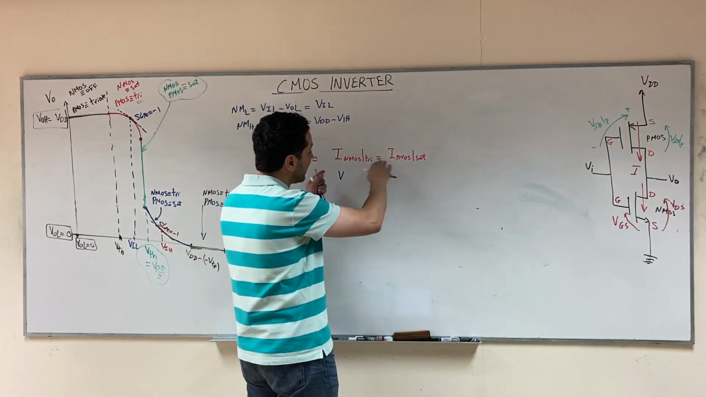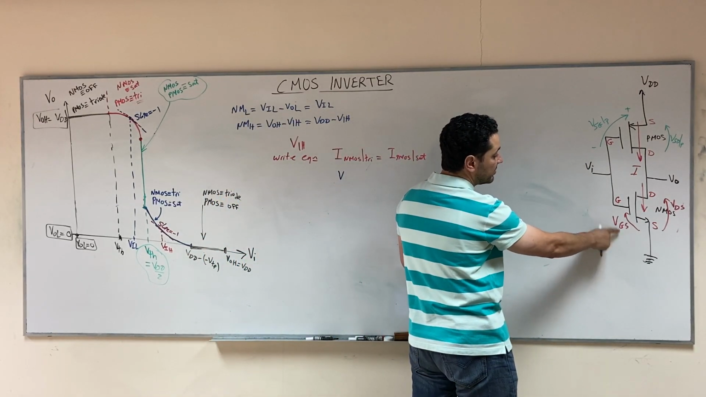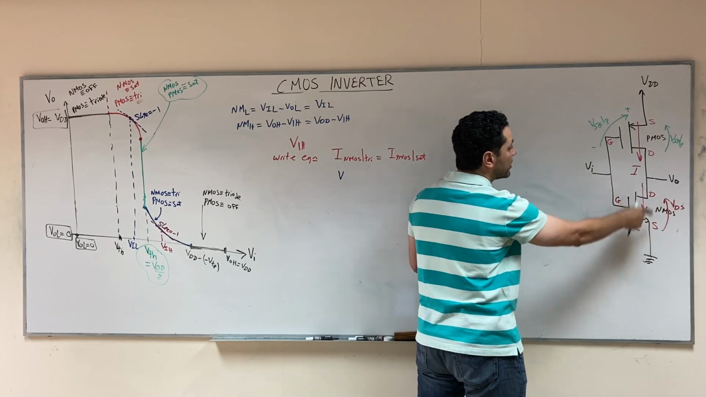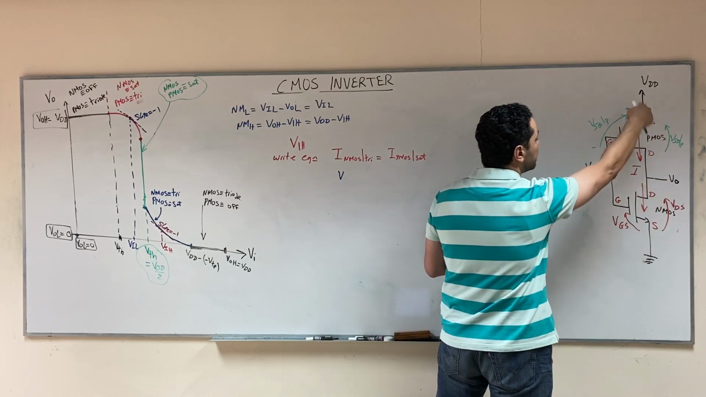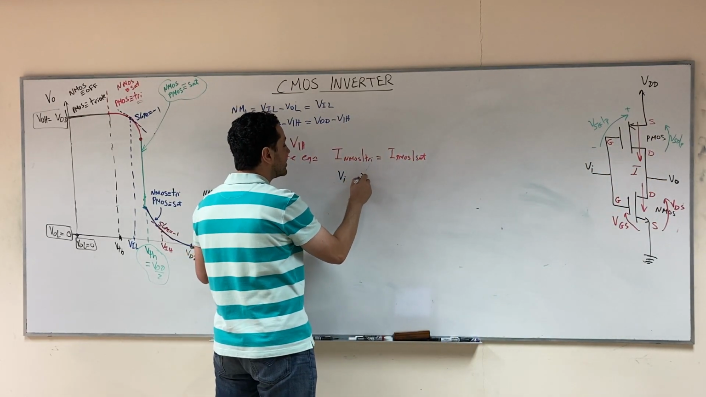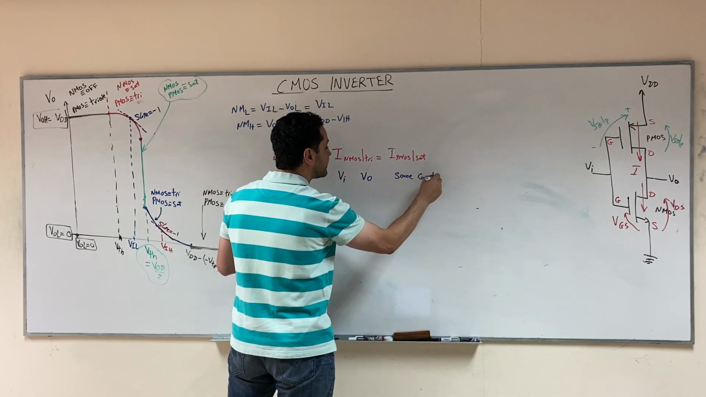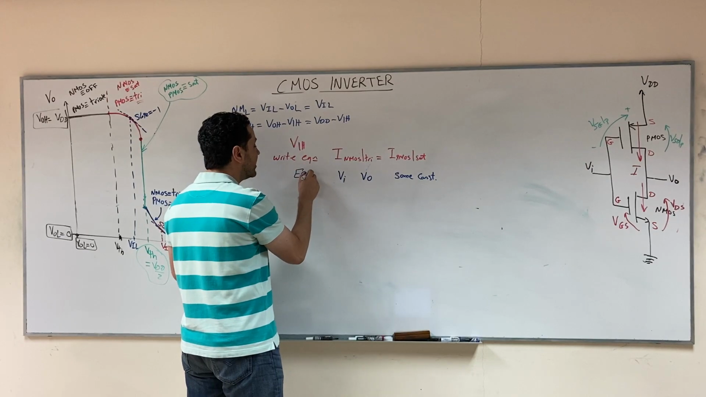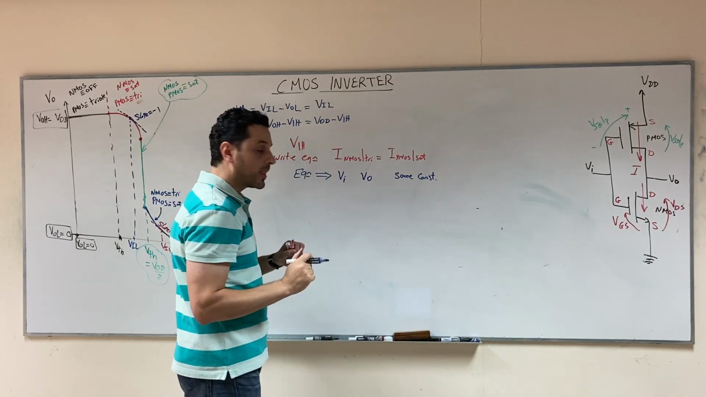Of course, when you write the current equals the current, you replace VGS by V input, VDS by V output, VSG by VDD minus V input, and VSD by VDD minus V output. So you will get an equation in V input, V output, and some constants.